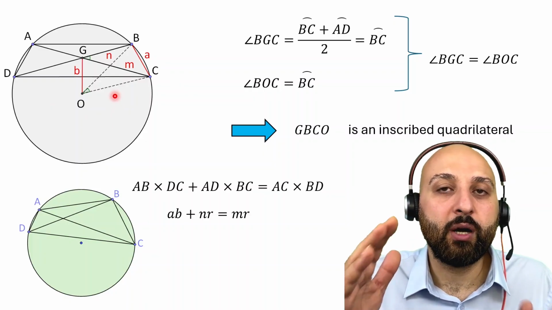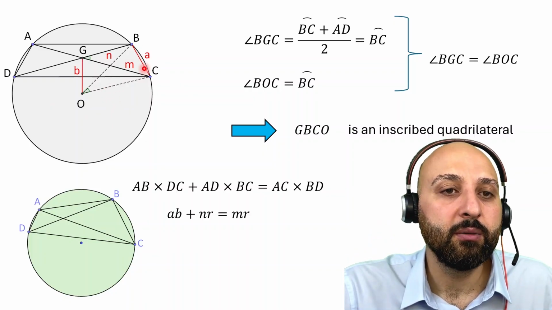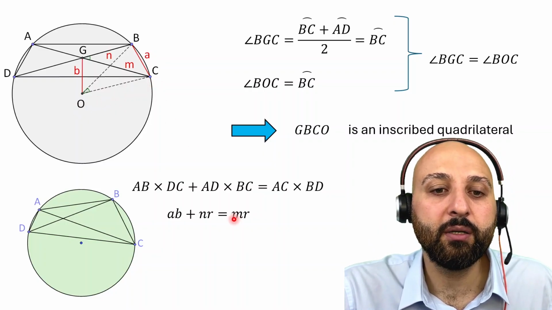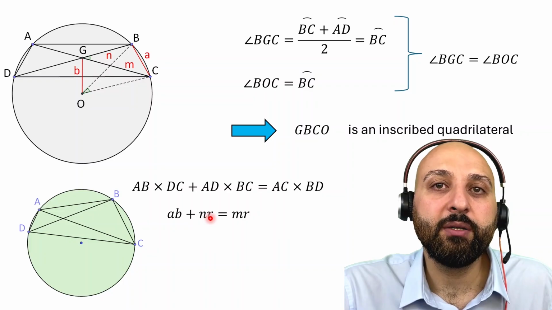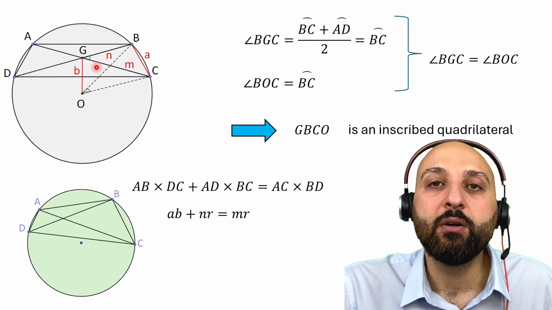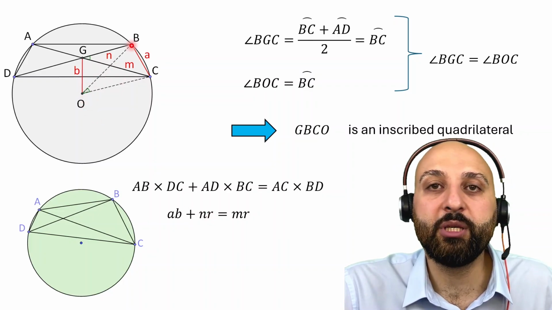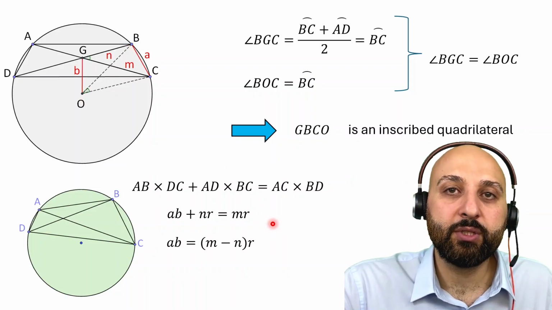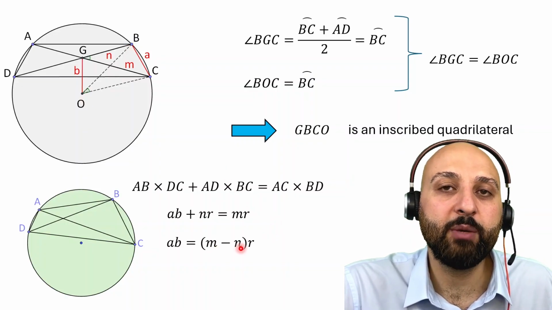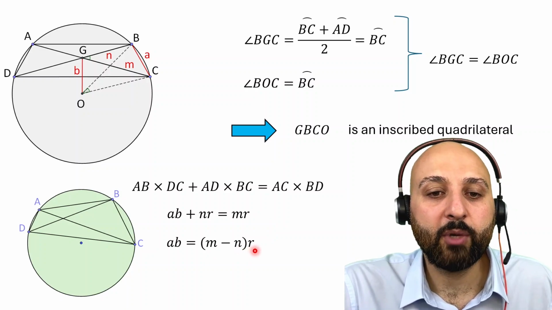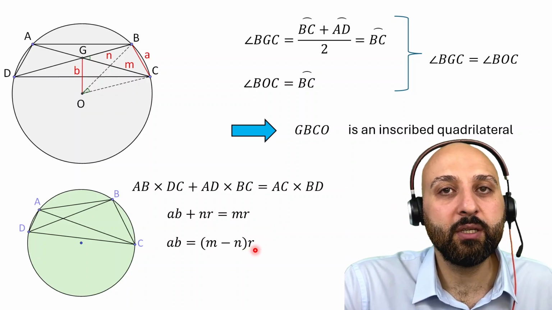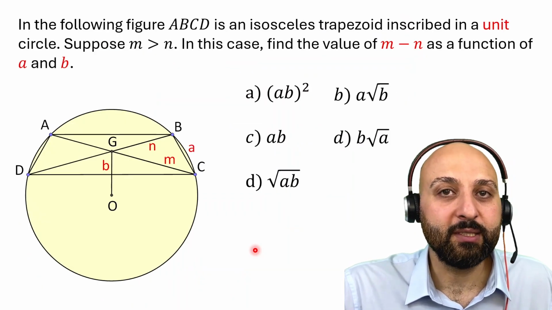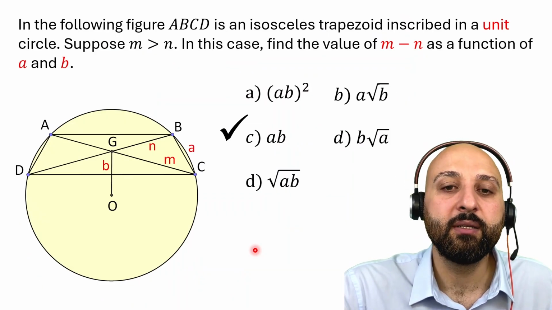So we take the quadrilateral GBCO and we apply this theorem. Of course, the two opposite sides, AB plus N multiplied by OC, but OC is equal to the radius, so it's R. So AB plus N times R is equal to M multiplied by OB, but OB again is the radius, so it's R. And then we can take NR to the other side, factorize R. So AB will be equal to M minus N times R. And because it's a unit circle, R is equal to 1. So M minus N is equal to AB. So for this exercise, the correct answer is option C.